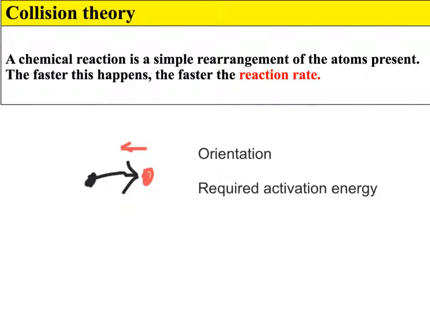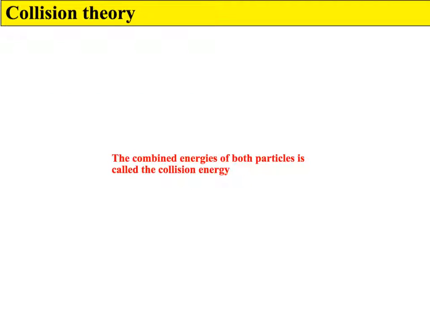So actually there are millions and millions of collisions that take place every second, but very few of them result in a reaction because, one, they're maybe not in the correct orientation, or two, maybe the particles don't have enough combined energy, even though they are hitting together. Just a quick definition for you: collision energy is the combined energy of both particles.